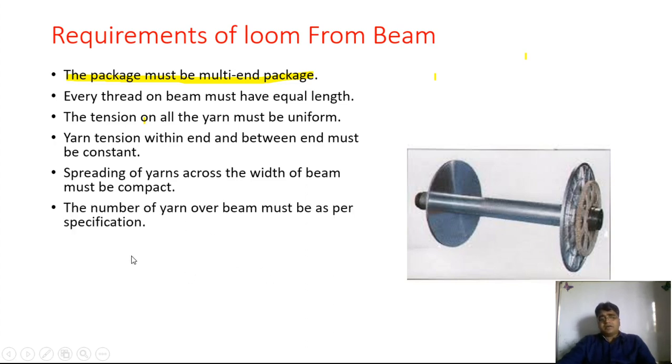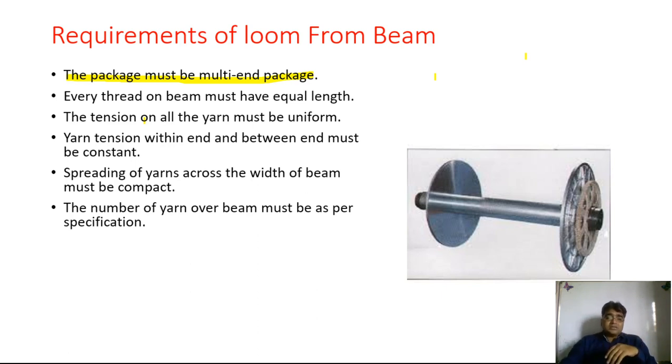Now another requirement: the number of yarns over the beam must be as per specifications. Normally the weaver is going to specify, I need 1000 ends over the beam, I need 2000 ends over the beam. So if the weaver specifies that he needs 2000 ends, then definitely whatever beam we supply to the loom shed must have the number of ends as per the specification of the weaver.